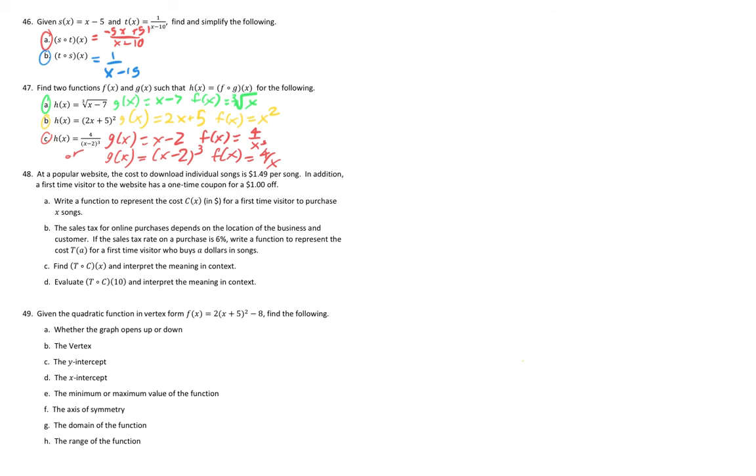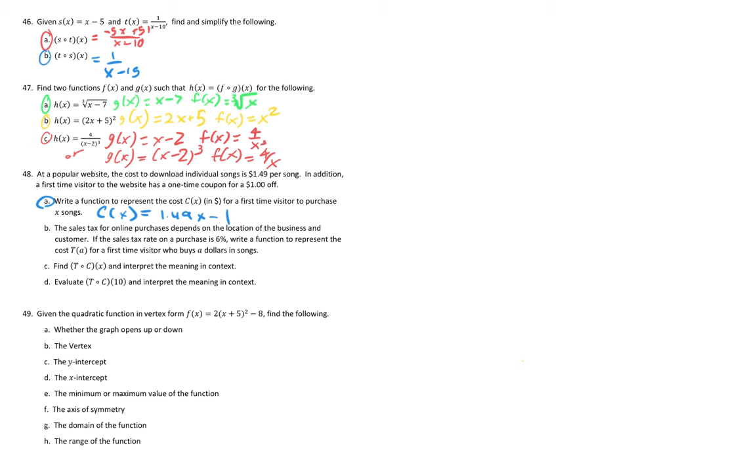Okay, so I'm going to be working on 48A. We have a popular website with the cost to download individual songs at $1.49 per song, as well as a one-time coupon for $1 off for first-time visitors. Write a function to represent the cost, C of x, in dollars for a first-time visitor to purchase x songs. We know it costs $1.49 per song, so we multiply the two, then subtract off the $1.